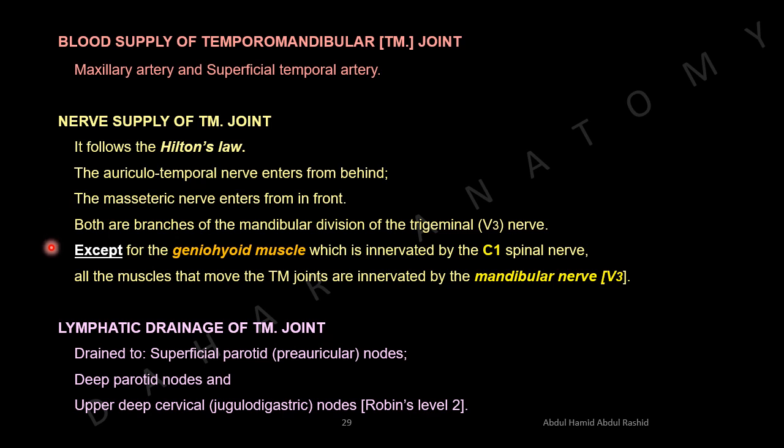Except for the geniohyoid muscle, which is innervated by the C1 spinal nerve, all the muscles that move the TM joints are innervated by the mandibular nerve, that is the third division of the trigeminal nerve. Lymphatic drainage of the TM joint: drains to superficial parotid, that is pre-auricular nodes, deep parotid nodes, and upper deep cervical, that is jugulo-digastric nodes, Robbins level 2.